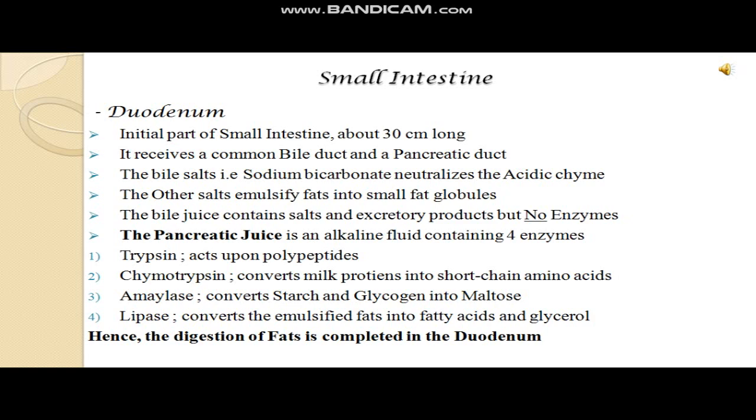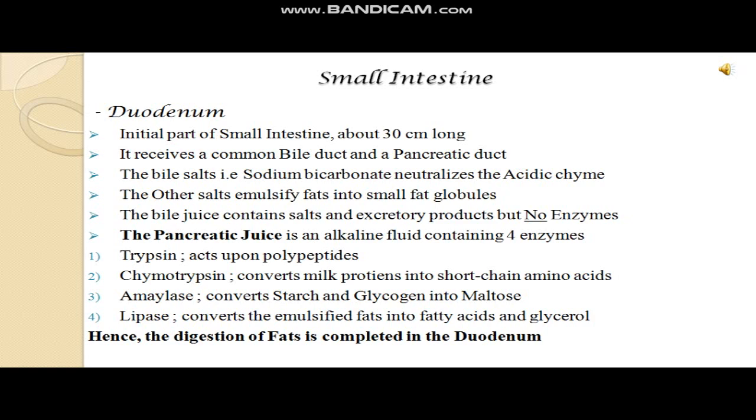It receives a common bile duct and pancreatic duct through a common aperture. The bile juice is basically yellow in color but turns green on exposure to air. It contains bile salts and excretory pigments, bilirubin and biliverdin. The sodium bicarbonate in the bile juice neutralizes the acidic chyme. Other salts emulsify fats into small fat globules that can be later digested.